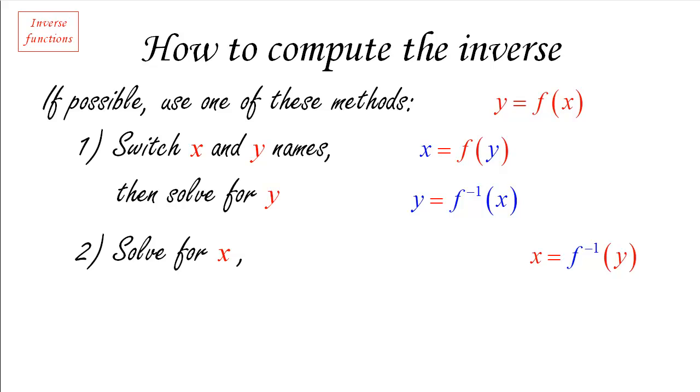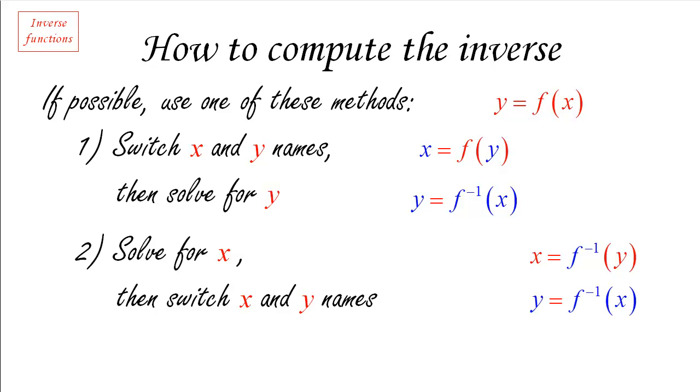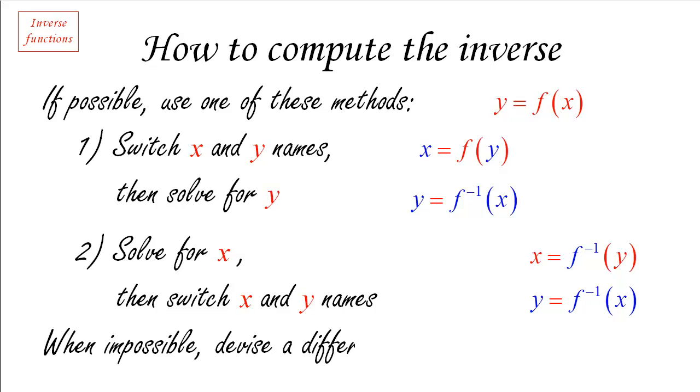But at this stage now we want to switch the names because we want to maintain our good old standard notation. And so we're going to switch x and y. And so again we're going to end up with the same thing, y equals f inverse of x. As I said, this procedure doesn't always work, and so sometimes it's impossible, and in that situation we may have to simply devise a different name for this new function. Let me give you a few examples of how that works.